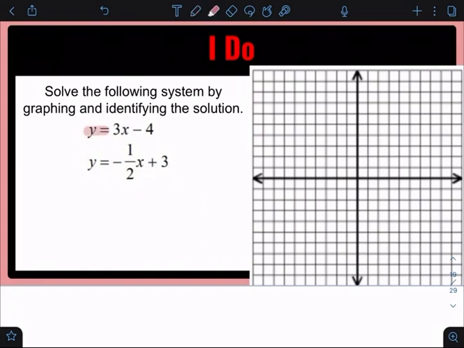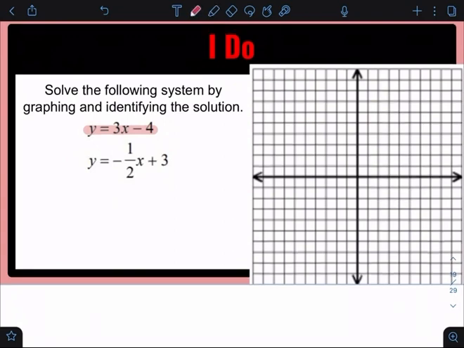First, I'm going to graph this first one. y equals 3x minus 4. This means I'm going to start at -4, so I'm going to go down 4 and put a point. Then my slope is 3 over 1, meaning I go up 3, 1, 2, 3, over 1.